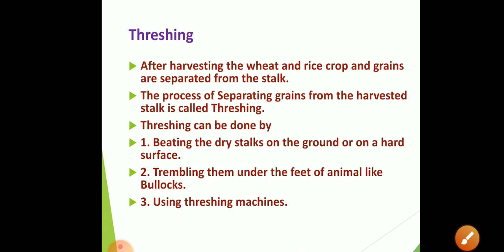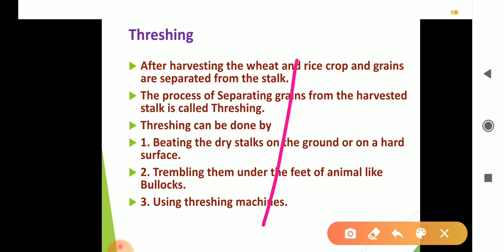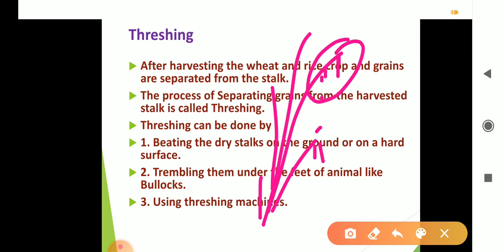Now next is threshing. After harvesting, the wheat and the crops, the grains are separated from the stalk. It means separation of the grains from the stalk. Suppose this is a stalk, ये आपका मेन स्टॉक है, इसमें से जितने भी आपके ग्रेन्स लगे हैं टू सेपरेट दैम, इनको इससे अलग कर लेना. दिस इज कॉल्ड द थ्रेशिंग, राइट? Okay, then this is done manually, or it can be done with the help of machines or animals.